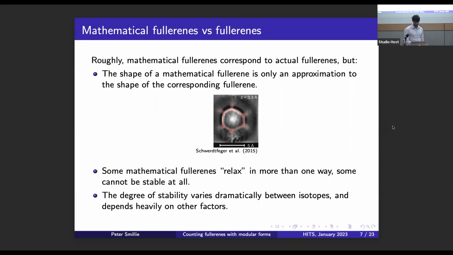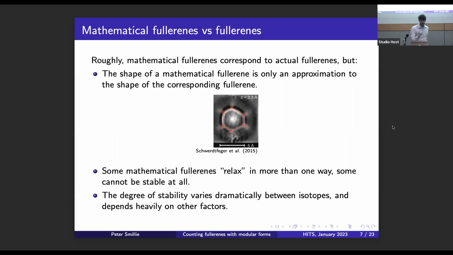This is half a nanometer scale of a hexagon bond. You see something very different. And when we're talking about actual Fullerenes, we're talking about critical points of the energy on some large space of molecules, and it's hard to model that really by a purely combinatorial mathematical model. So indeed, some Fullerenes can relax into more than one minimum of energy. Some can't at all, some can never be stable.